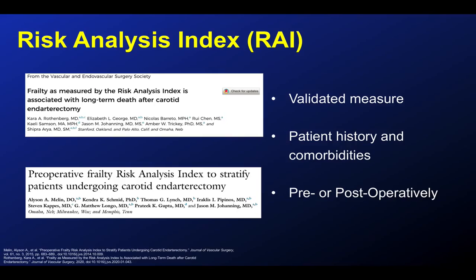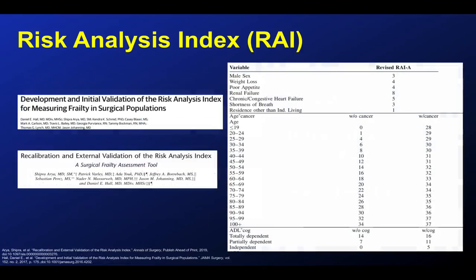It's based on the patient's history and factors in things such as age, cancer status, nutritional status, and certain comorbidities. It can be easily applied with retrospective chart review or calculated preoperatively without the use of patient testing or special equipment. The RAI was initially developed by Hall and colleagues and subsequently recalibrated by Aria and colleagues. The variables included in their respective scores are shown here on the right. As you can see, some variables have different assigned scores based on whether or not the patient has cancer and then whether or not the patient has cognitive decline.